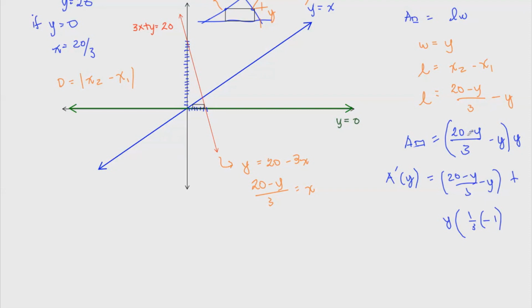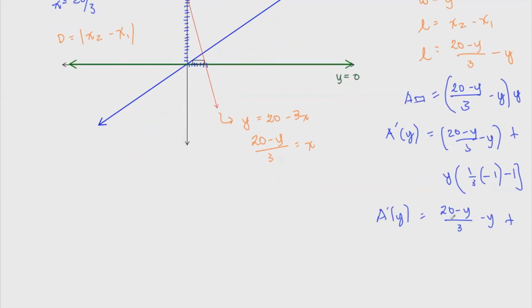from here, and then we differentiate 20 minus y. So that simply leaves us negative 1, and then we have minus 1 right here. So therefore, A prime of y is, you can simplify this further, so I'll just be doing that. And then plus, I think that's 1/3 times negative 1 minus 1. So that's just negative 1/3 and then minus 1. So that gives us negative 4/3 y. Okay, so our derivative is actually (20 - y)/3 - y - 4/3 y.